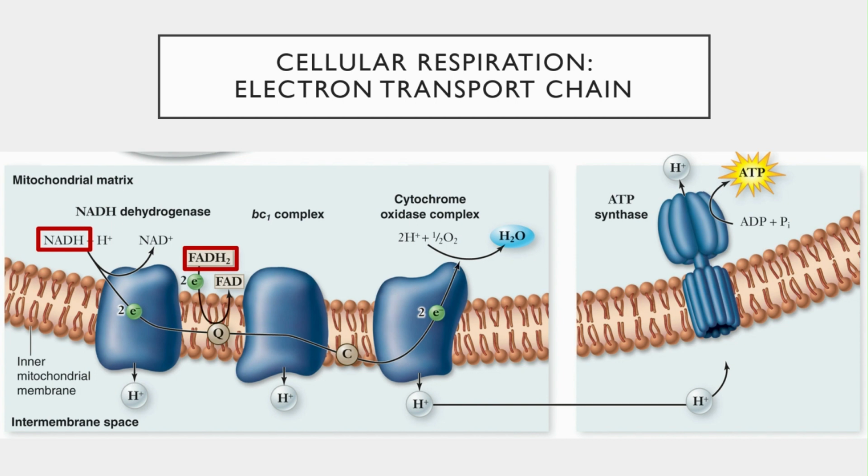The protons are used by ATP synthase to generate ATP. One glucose molecule will use all of those NADHs and FADH2s to generate 34 ATP from the electron transport chain, or ETC. So why is glycolysis and cellular respiration so important for us to know?